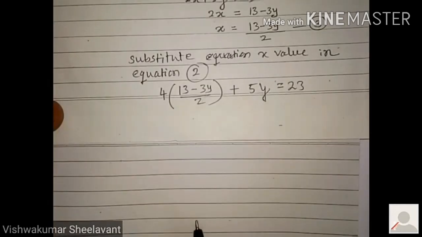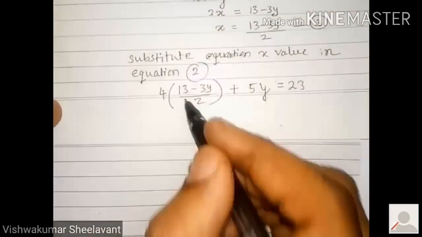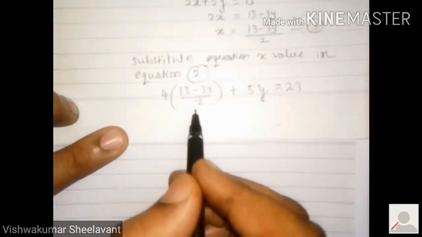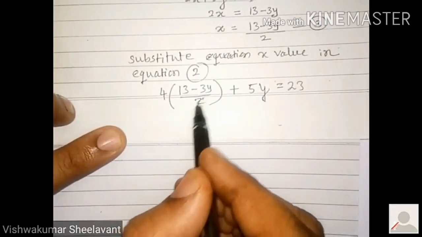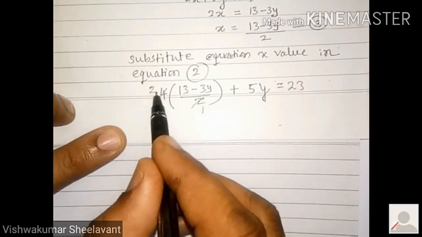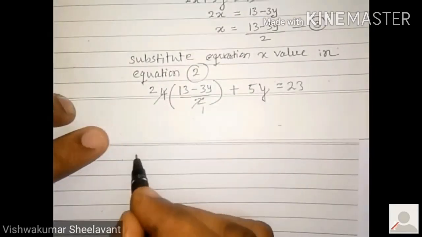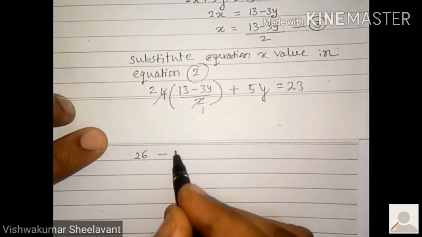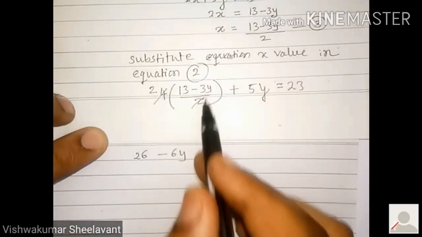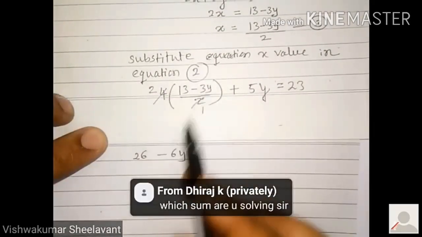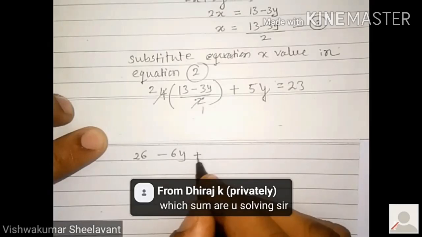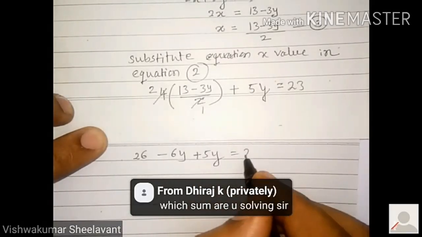We have to simplify it now. Here 2 is in denominator. This 2 1s are 2, 2 2s are 4, you can cancel. So 2 13s are 26 minus 6y. 2 3s are 6. It is minus, so minus 6y plus 5y equal to 23.